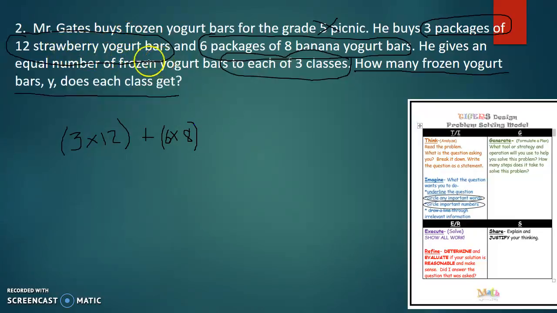And it told me I'm going to take an equal number of frozen yogurt bars for 3 classes. Then I'm going to divide by 3. And that's going to equal y. So y equals 3 plus 12 plus 6 times 8 divided by 3. So I know 3 times 12 is 36, plus 6 times 8 is 48. I'm going to divide it by 3. And that's going to equal y.